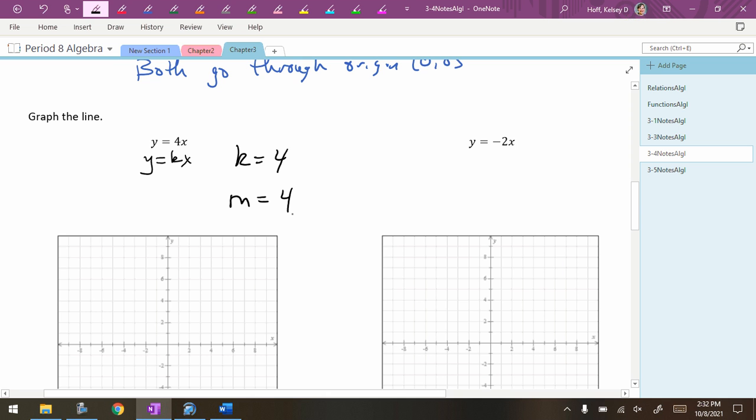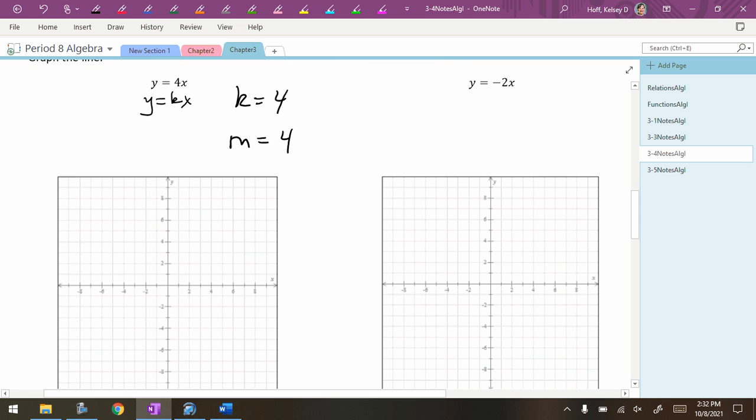Every single direct variation equation goes through 0, 0. So we're going to put a point at 0, 0. It goes through 0, 0. Then we have to remember what slope means. And slope, I know it's not simplified when you write it over 1, but it's crucial that we write it over 1 because slope is rise over run.